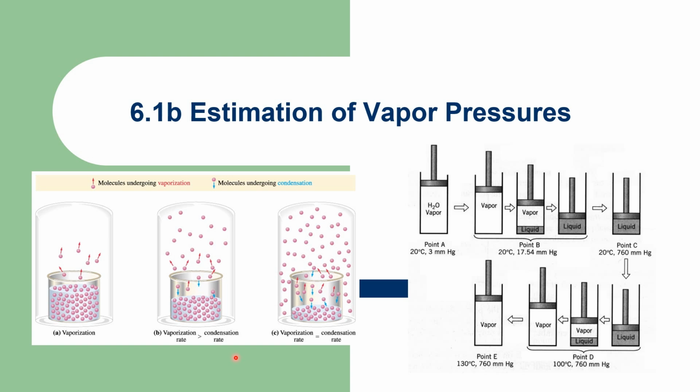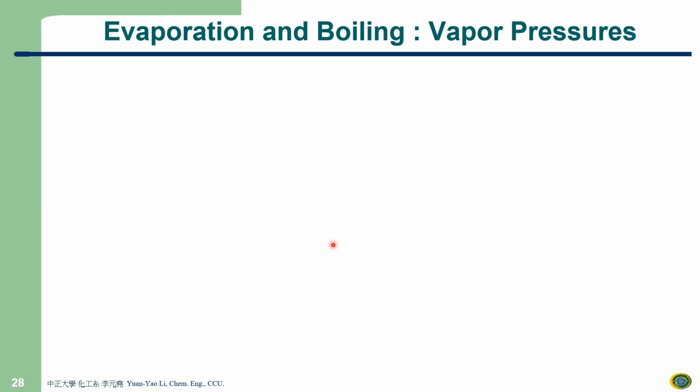So how to estimate the vapor pressure? So here is how to measure. What does that mean, vapor pressure? Vapor pressure is that if you have more molecules in a gas phase, you have higher pressure, right? So you can think that if the amount of the molecules increases, the pressure increases.